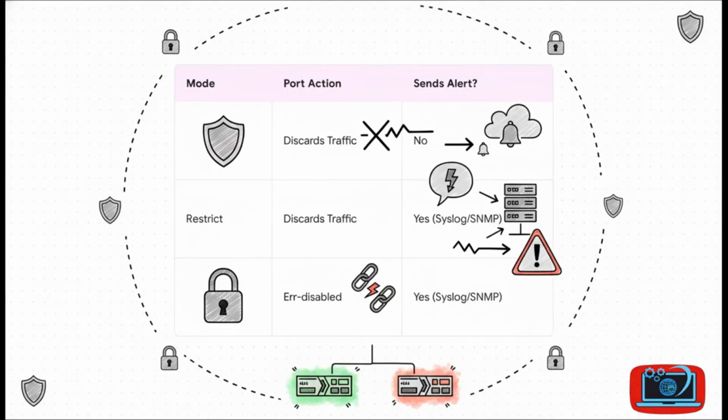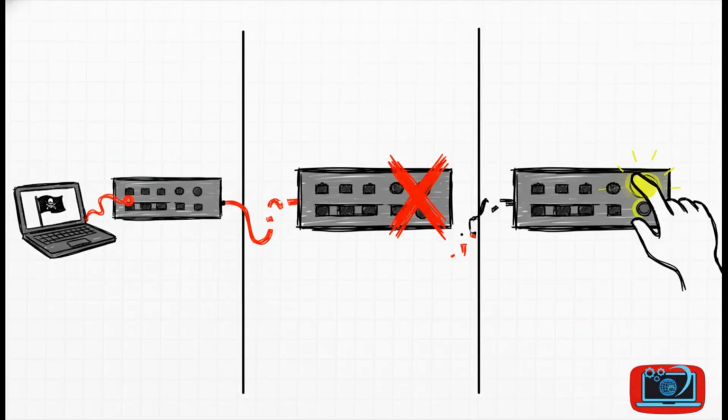In protect mode, the switch just quietly drops the bad guy's traffic. No fuss, no alerts, the intruder just can't get in. In restrict mode, it does the same thing, but it also sends you an alert, which is obviously way more useful, right? You actually know an attack happened. But the default mode, shutdown, well, that's the most dramatic action of all. So if a violation happens and the port is in shutdown mode, the switch doesn't just block the traffic, it completely disables the entire port. It puts it into this state called error disabled. The little green light on the port goes dark, and it stays that way until you, the administrator, go in and manually turn it back on. It's a very loud and effective way to stop an attack cold.